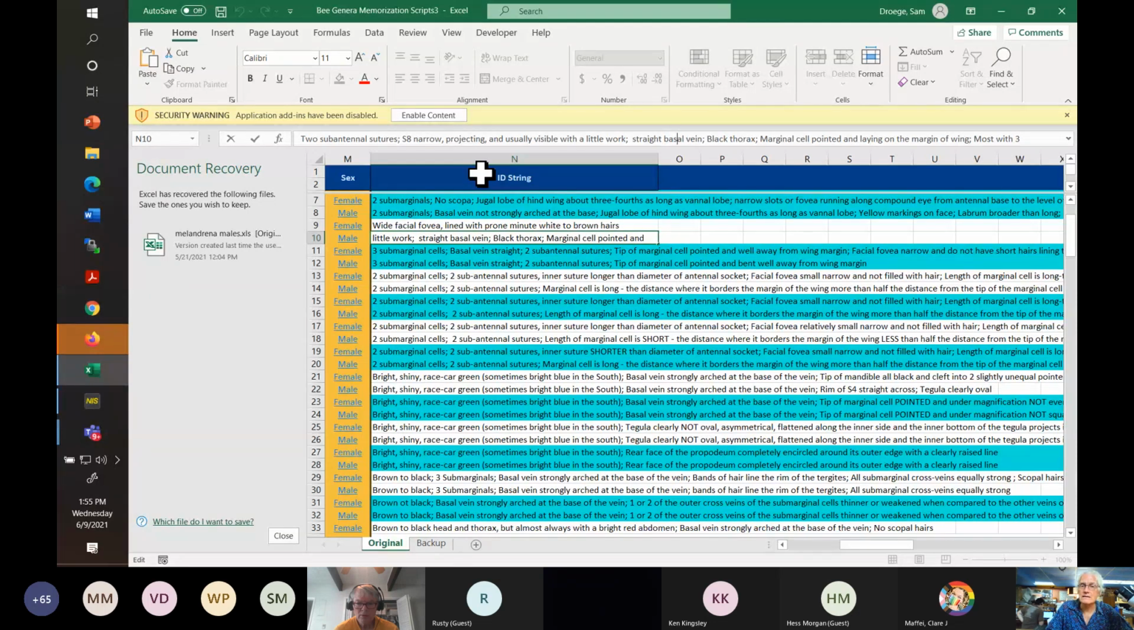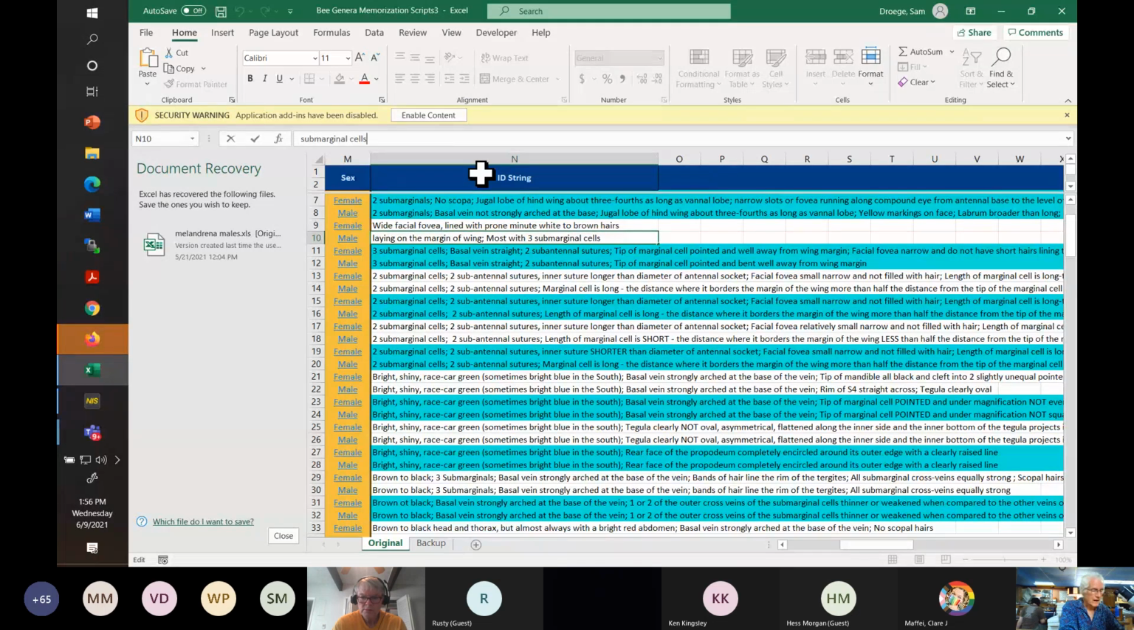Black thorax. Okay, we saw that. Other species groups, Hylaeus and, well, not all Hylaeus, but things like Calliopeus have some kind of light markings on their thorax. Marginal cell pointed, okay, so pointed and laying right on the marginal wing is useful, most with 3 submarginal cells.